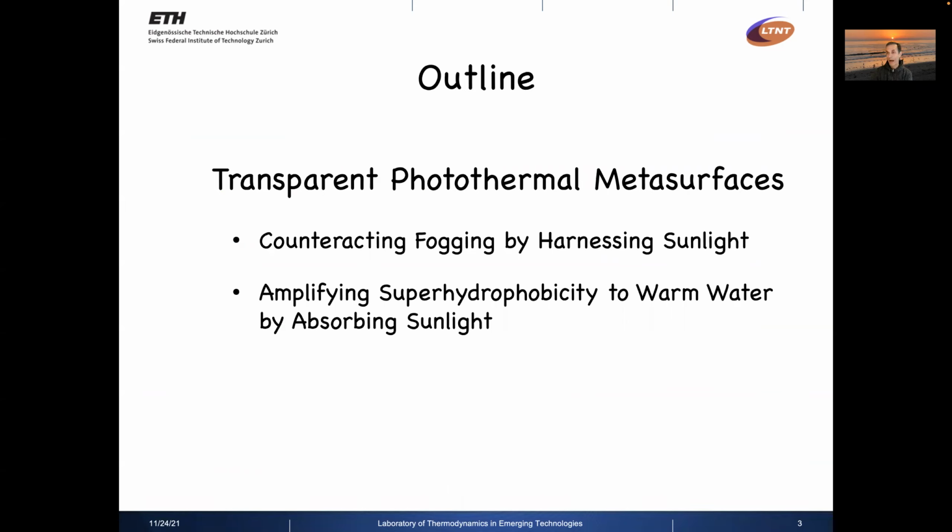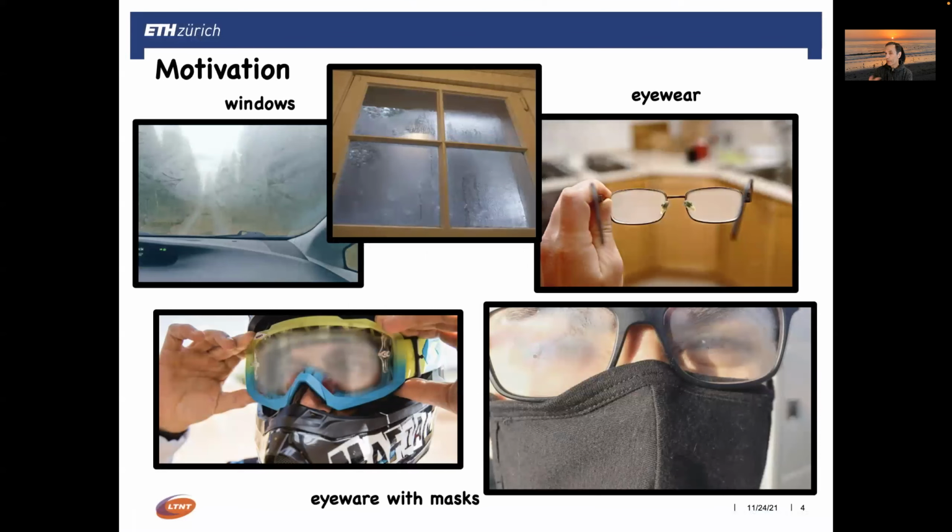It will have two parts. The first will focus on counteracting unwanted fogging on transparent surfaces by harnessing sunlight, and the second part will be amplifying superhydrophobicity of warm water on surfaces. I'm going relatively fast due to the limited time, but the motivation here is clear, and you see it in front of you. I will not dwell on this very much.